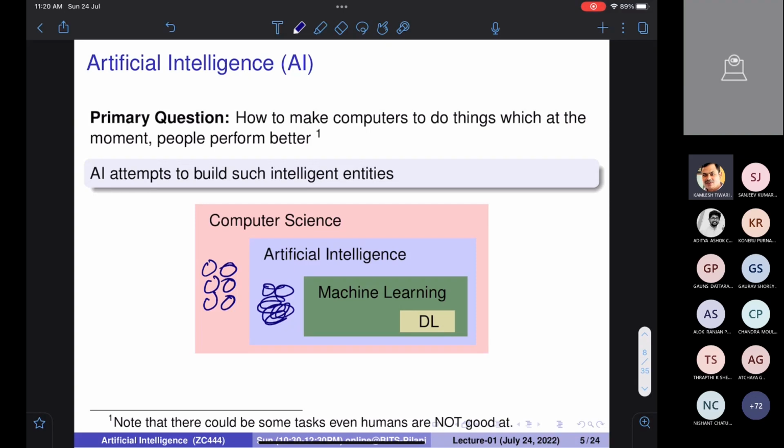Someone is waiting in the lobby. Can you verify this person's identity? Admit. Okay, there is some person who wanted to come inside.